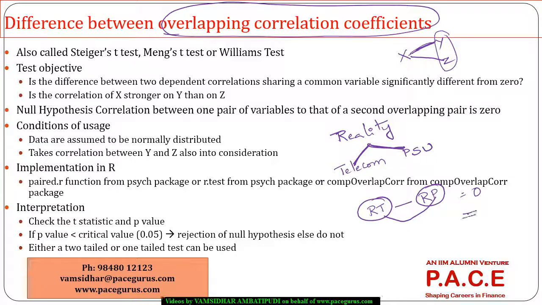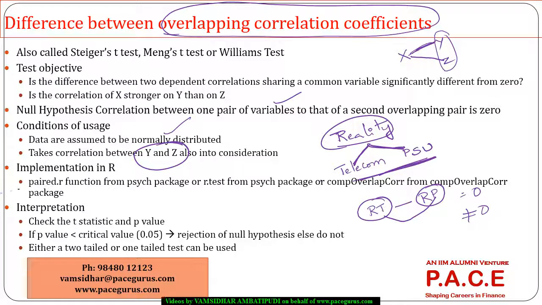Alternative says no, it is not equal to 0, it is significantly positive or significantly negative. So the null hypothesis is saying the correlation between one pair of variables, reality sector, to that of the second overlapping pair is 0. This is the overlapping pair of variables that I am looking at. So here also we are assuming that the data is normally distributed. It now considers the correlation between the telecom and the PSU sector also when it is giving the result.